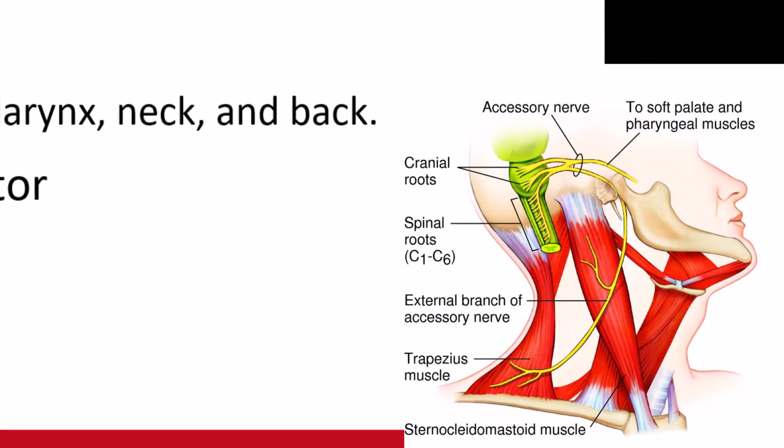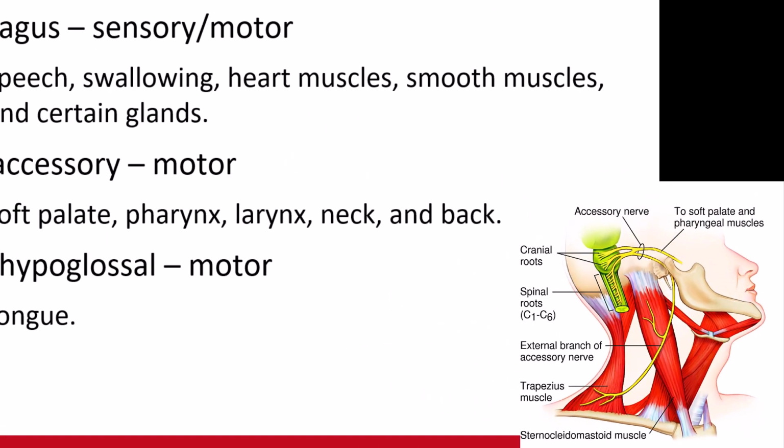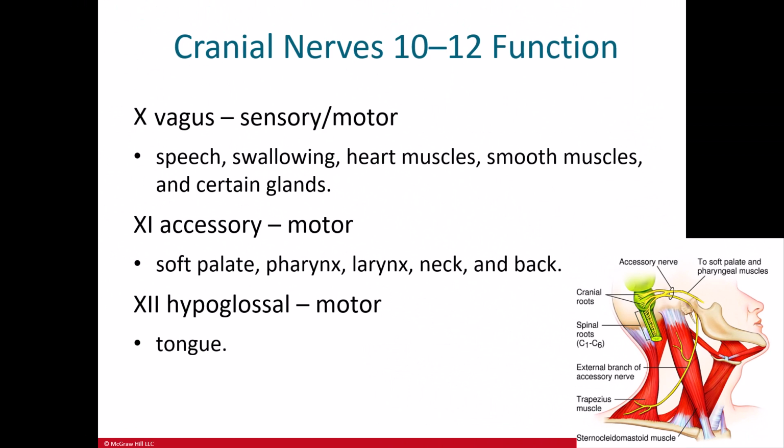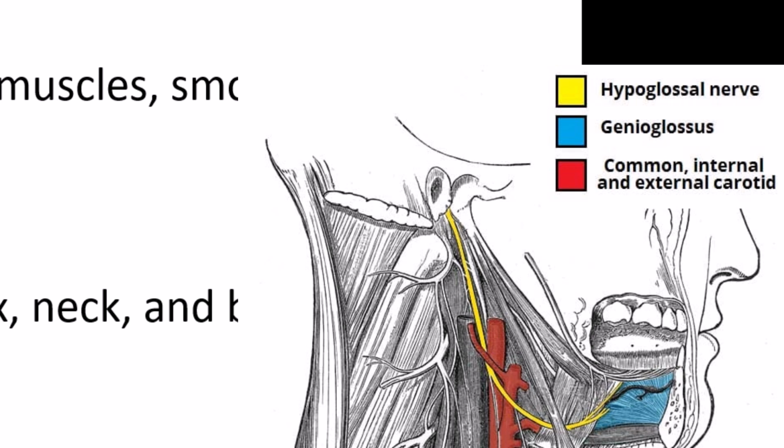And then we have the 11th cranial nerve, which is an accessory nerve, and this is a motor. This one's responsible for the soft palate, pharynx, larynx, neck, and back. And then we have the hypoglossal, which is a motor, and this is responsible for the tongue.